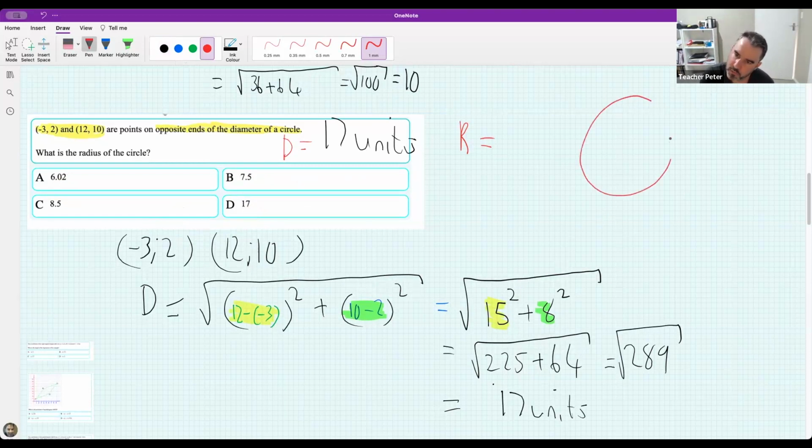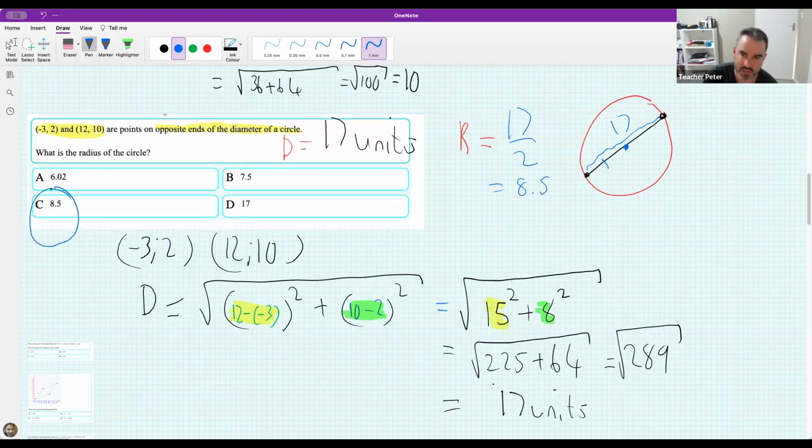So if we have a circle and we had these 2 points, and you have just worked out that the distance along here was 17. Now I want to know what is the size of a radius. All you're going to do is take the 17 and divide it by 2. Now I don't see that here, but I do see 8.5, which would be C. Nice, Mfundo. Nice, Anushka.